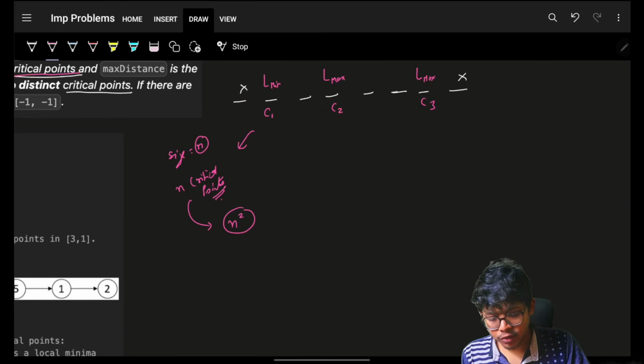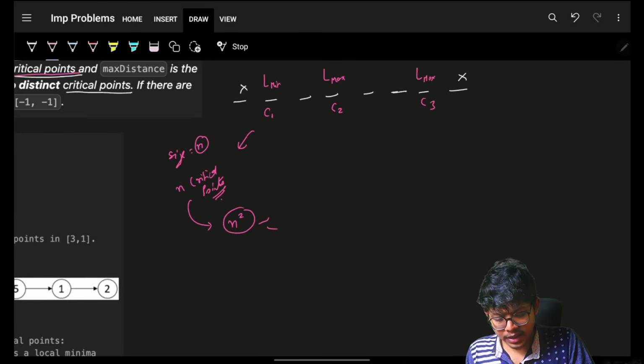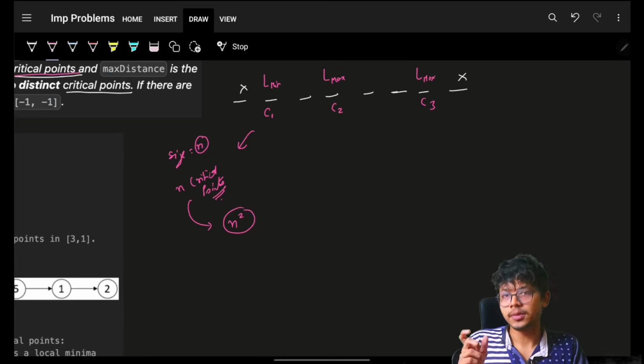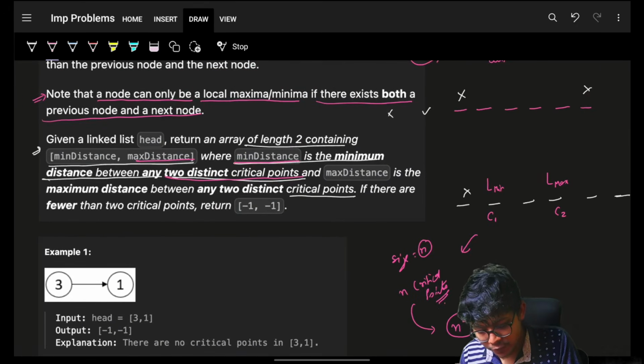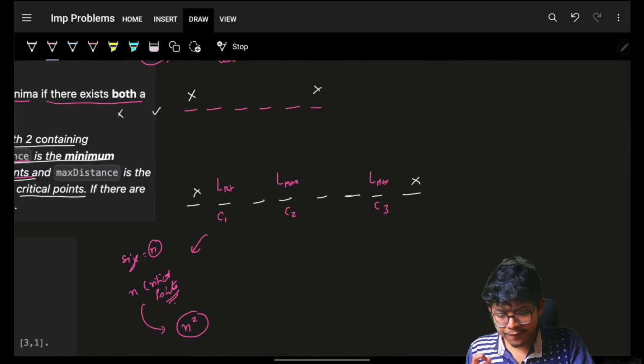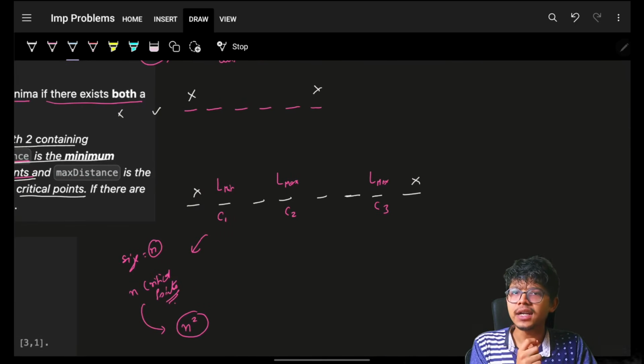Thus, you have to look for something better, as in either O of n log n or O of n. But now in this case, you saw a very standard approach. What is that? You have to find the distance. While I was checking that, okay, it's a distance between any two critical points.